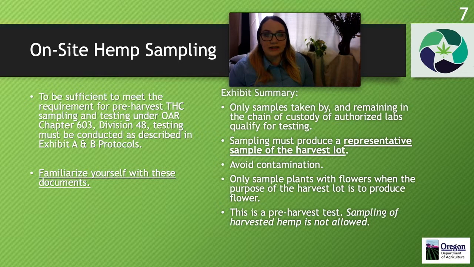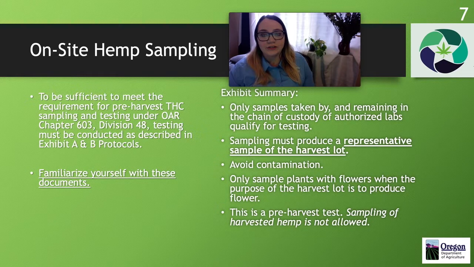Sampling must produce a representative sample of each harvest lot. So what that means to me is do not pick and choose what plants that you sample, especially don't let a grower tell you what plants to sample. Even if you're sampling enough plants, if you pick and choose, that might not be as representative as if you were to be totally random.